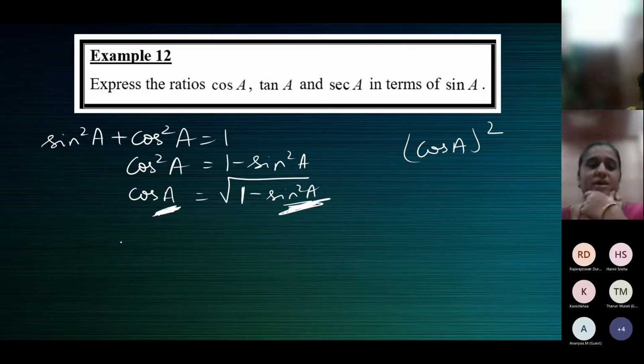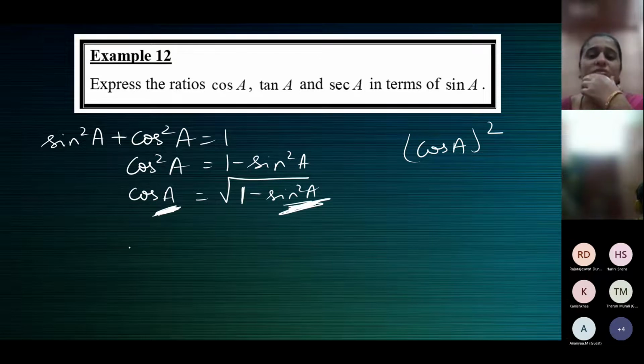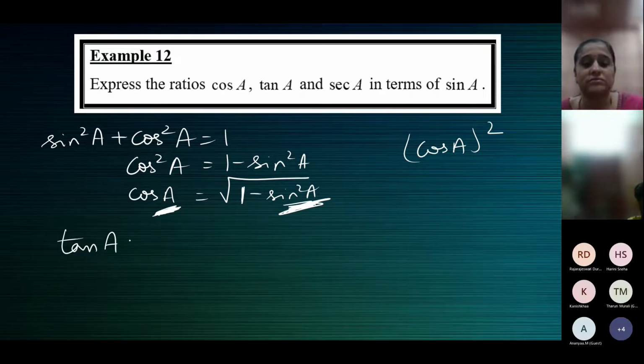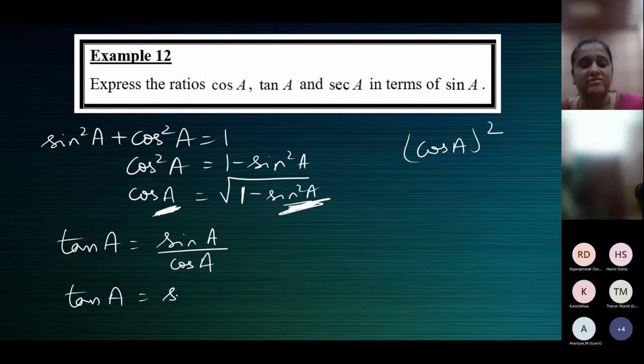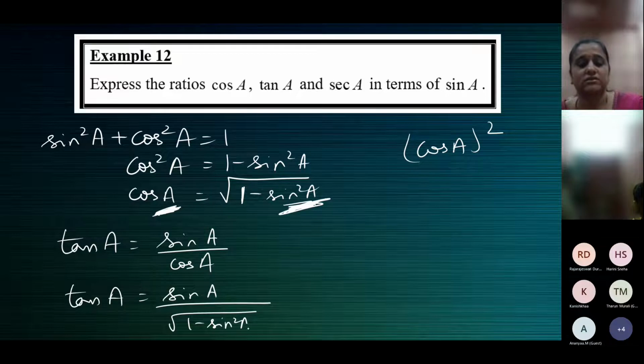Yes, ma'am. Okay, good. Next we have to write tan A in terms of sin A. How do you write tan A in terms of sin A? What is tan A, children? Tan A is sin A by cos A, correct? Very good. So tan A is equal to sin A by root of 1 minus sin square A. So we've written tan A in terms of sin A.